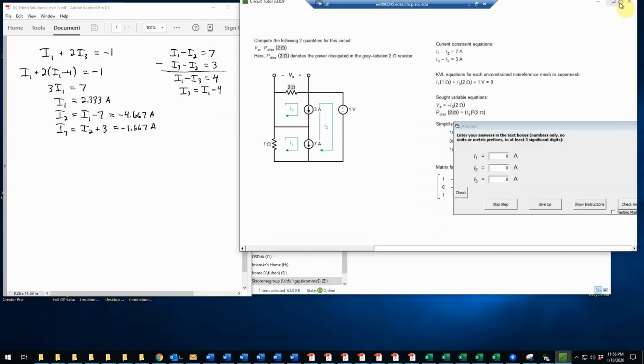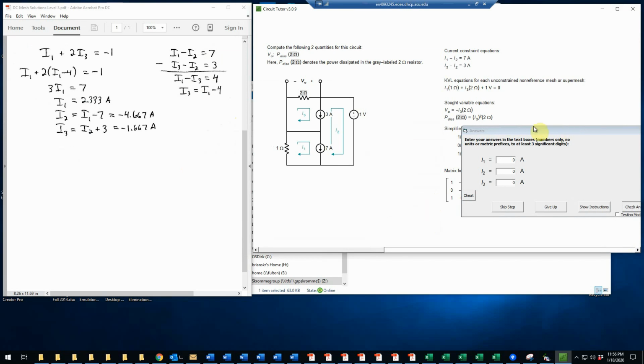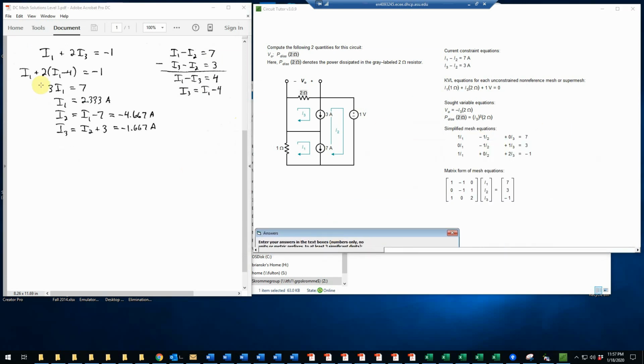Okay, so now we're going to do the algebra that's required here. And this is fairly simple. So I'm just going to write the first KVL equation in simplified form, which says basically I1 plus 2 I3 is equal to negative 1. And then I've also written the two constraint equations over here, I1 minus I2 is equal to 7, and I3 minus I2 is equal to 3. So this one just has I1 and I3, and obviously we want to eliminate one of those variables, and in fact, what we're really after is I3, that's what's needed in the SOT variables.